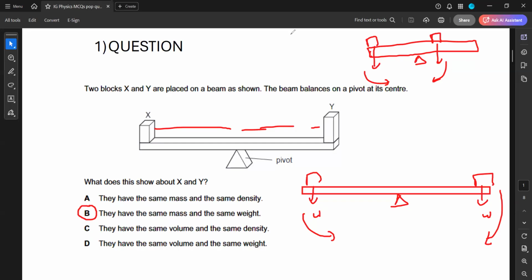Yes, Abdullah. So which pop quiz is it? MCQs pop quiz 9. Okay. The correct answer for this one is B.